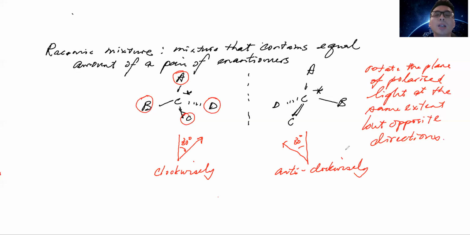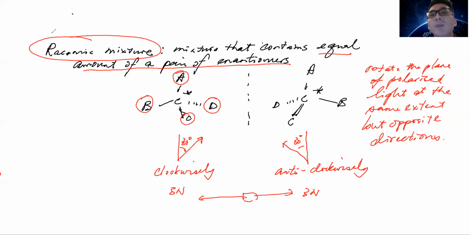Now, think about a mixture that contains equal amounts of these two. Overall the mixture will not rotate the plane of polarized light because they cancel out. It's like you pull an object to the right with 3 Newton and to the left with another 3 Newton. So eventually this object doesn't move, okay? So if they contain equal amounts of a pair of enantiomers, then it is the racemic mixture.